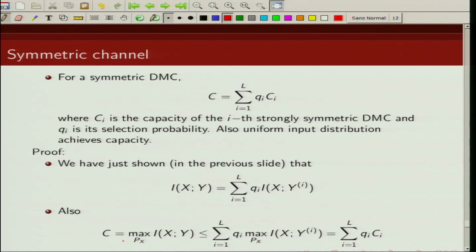Now capacity, as you know, can be given by the mutual information between X and Y, maximized over all input distributions. Now this is less than or equal to, so I need to find basically P(x) which will maximize this. So I write it less than or equal to this. Now remember, in the case of a strongly symmetric channel, it is the uniform input distribution that achieves capacity.